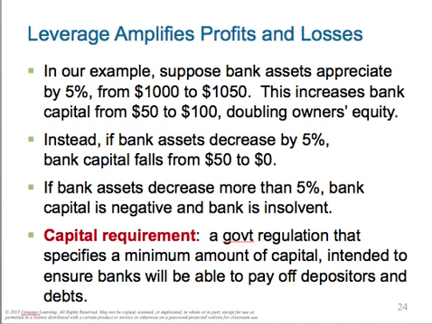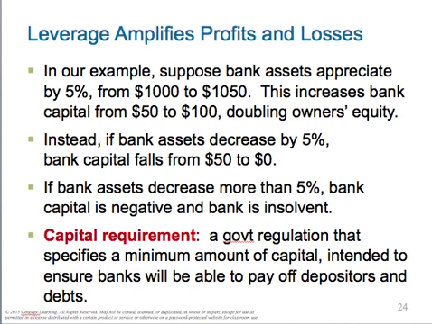Now, leverage amplifies profits and losses. In our example, suppose bank assets appreciate by 5% from $1,000. A 5% increase would be $1,050. This increases the bank's capital from 50 to 100, doubling the owner's equity. Instead, if a bank's assets decrease by 5%, which can happen, bank capital falls from 50 to 0. If bank assets decrease more than 5%, the bank capital is negative and the bank is insolvent. Uh-oh.